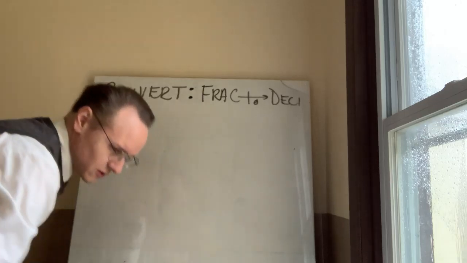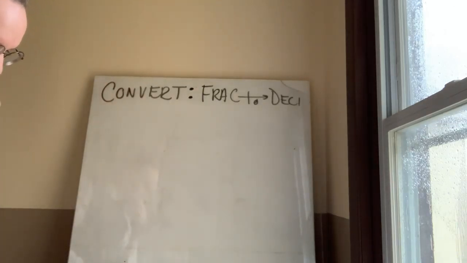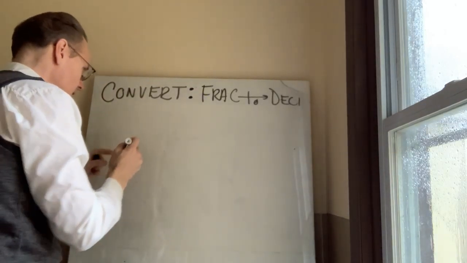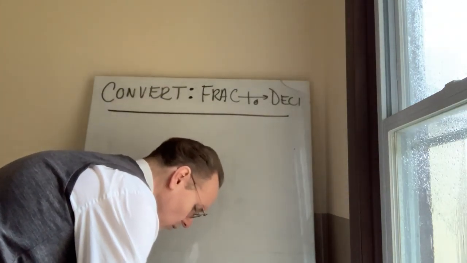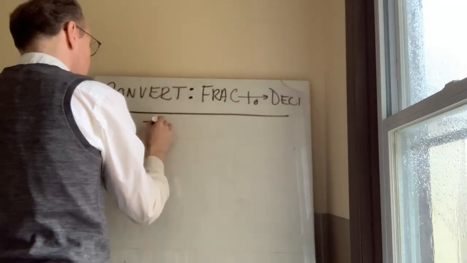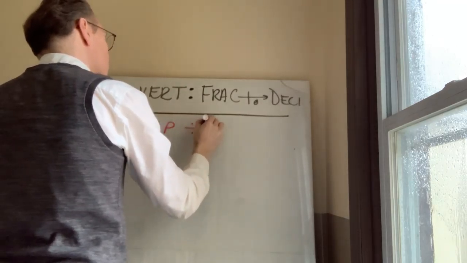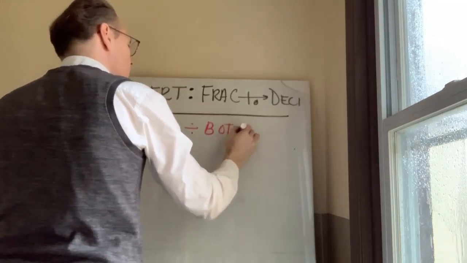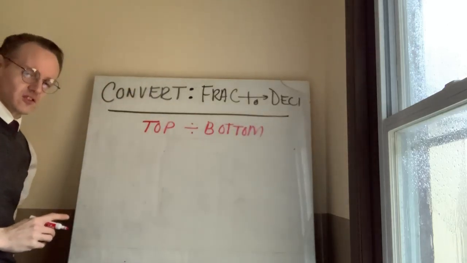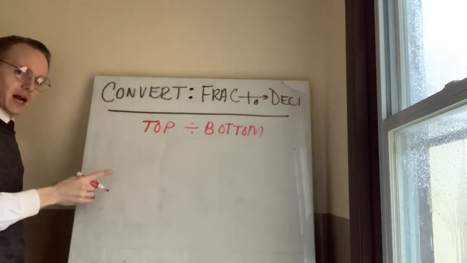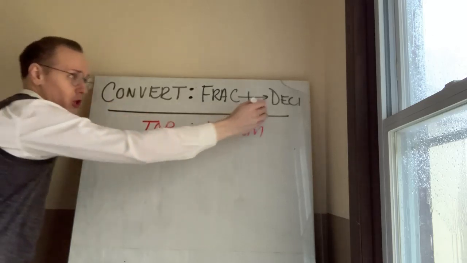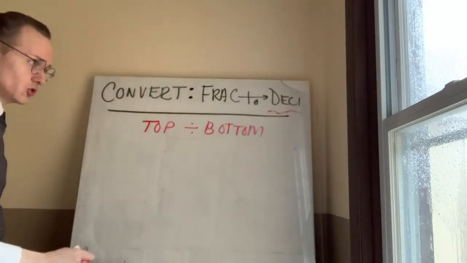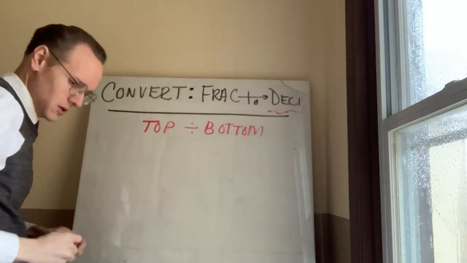As far as conversion is concerned, we're still doing this. We're still going to divide the top by the bottom, right? As in the process of converting an improper fraction to a mixed number. This was the instruction, and it's still the instruction, even though we're converting to a decimal. Just going to tweak it slightly.